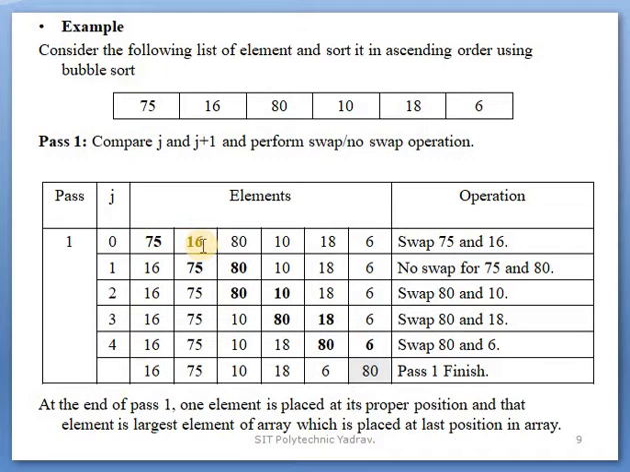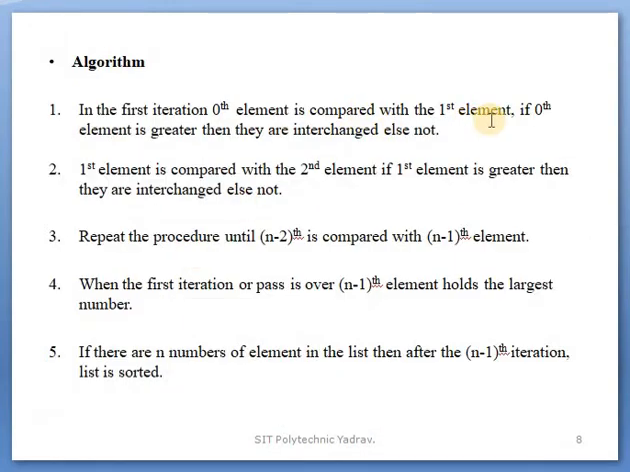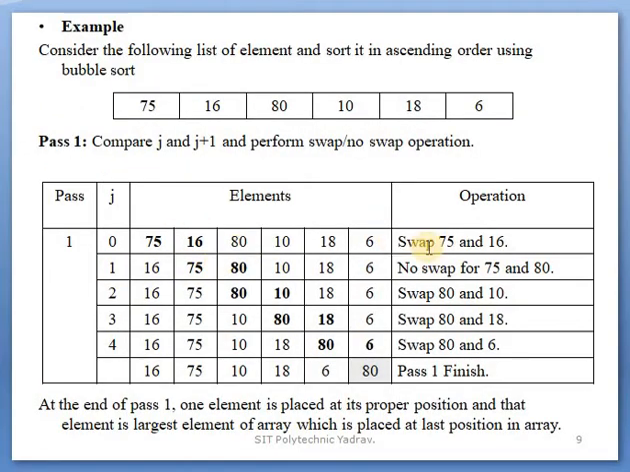So 75 and 16 are checked. 75 is greater than 16, and the rule says that if the 0th position element is greater, they are interchanged, otherwise not. Since 75 is greater than 16, we swap 75 and 16, which means interchanging them to 16 and 75. The next numbers are written down as they are.